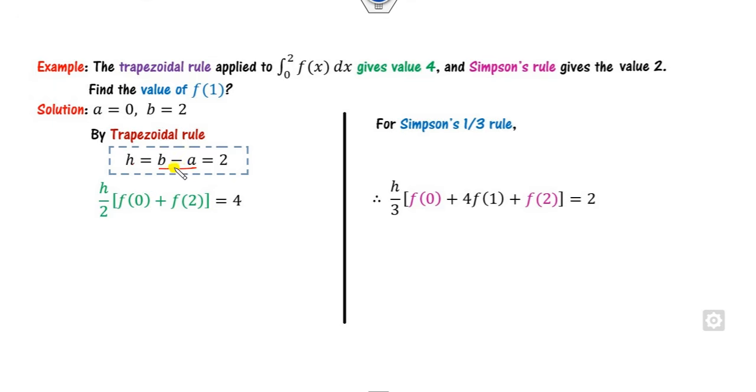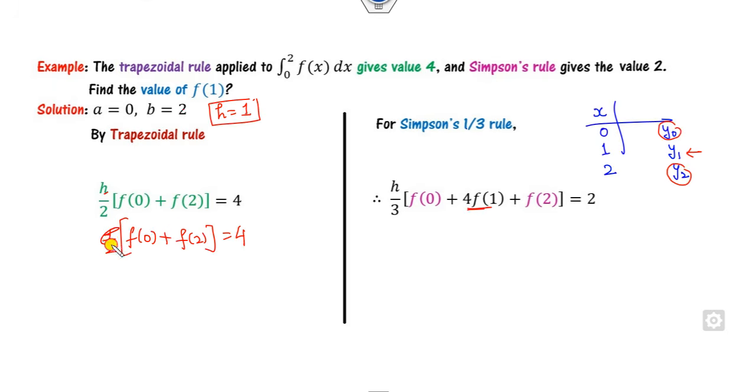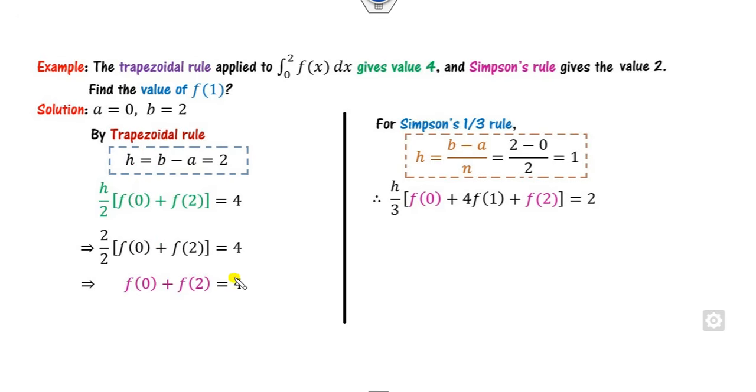So h is my b minus a over here. h is my b minus a, because for the trapezoidal rule, n is my 1. Fine. So if I substitute here, h is my 2. Sorry, this is for the Simpson rule, because for the trapezoidal rule, n is my 1. For the Simpson rule, n is an even number, n is my 2. So I can substitute here, we can get this value. I can substitute this value f0 plus f2 here. h is my 1 because n is my 2, even number.